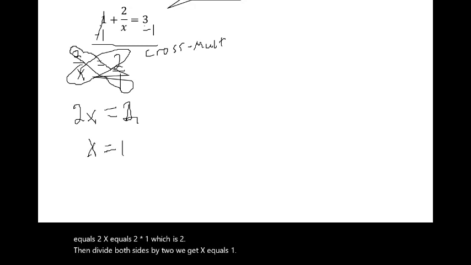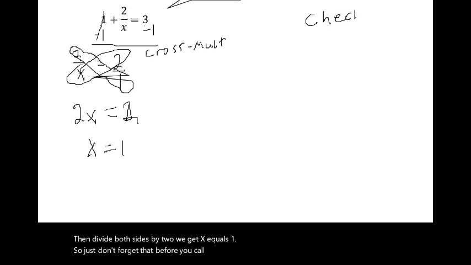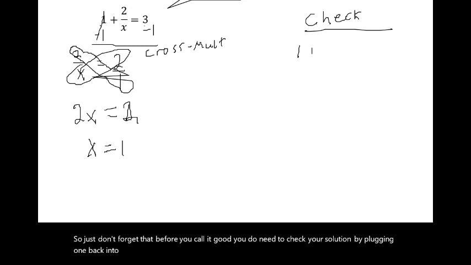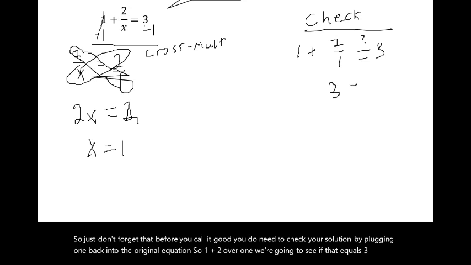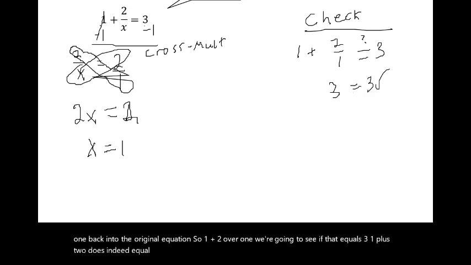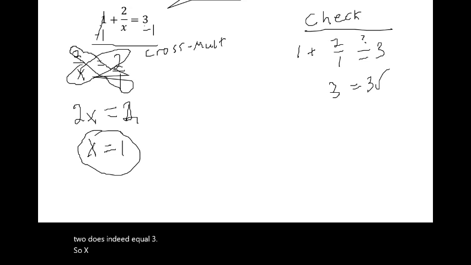So just don't forget that before you call it good, you do need to check your solution by plugging 1 back into the original equation. So 1 plus 2 over 1, we're going to see if that equals 3. 1 plus 2 does indeed equal 3. So x equals 1 is our final answer.